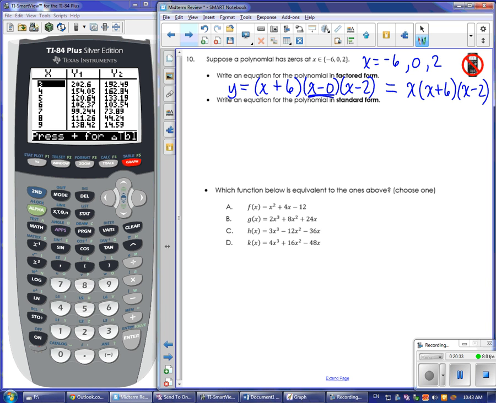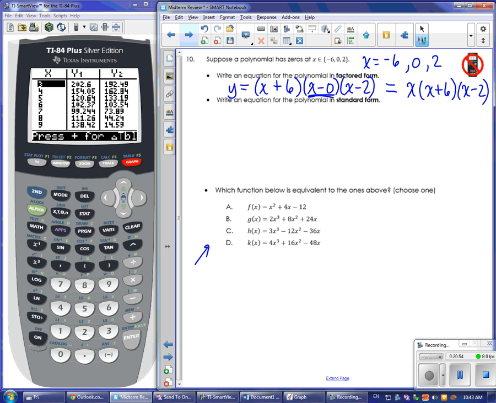If I multiplied the whole thing by 2 or -6 or even another x, it would still have the same zeros. All right, the next bullet asks us to write the equation for the polynomial in standard form. Well, here's where we use our order of operations and we multiply the whole thing out so that we get it in standard form, which is going to correspond to the equations in the last bullet.